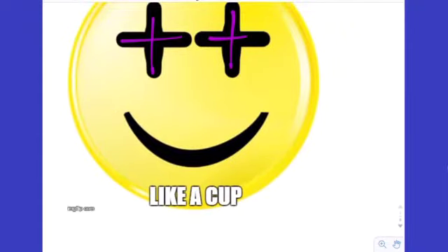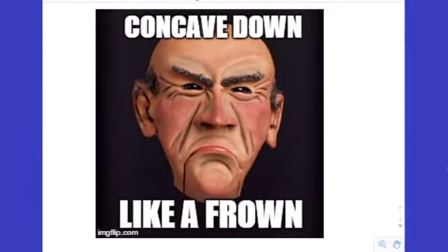Now, you can actually have the graph being decreasing concave up, or increasing concave up. So any part of a smile is concave up, right? Any part of a smile is concave up. Similarly, concave down like a frown.